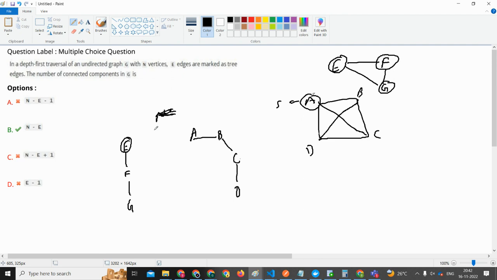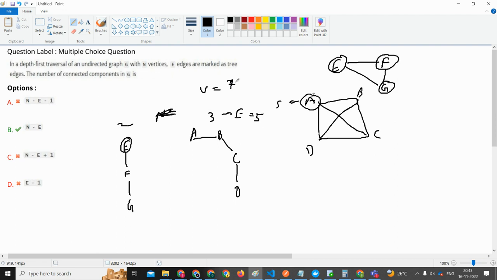Now we have how many edges? One, two, three. So we have five edges in the tree, right? So that is E basically. E is five, right? Because the tree edges are five. And now the number of vertices that we have is 1, 2, 3, 4, 5, 6, 7, I think.